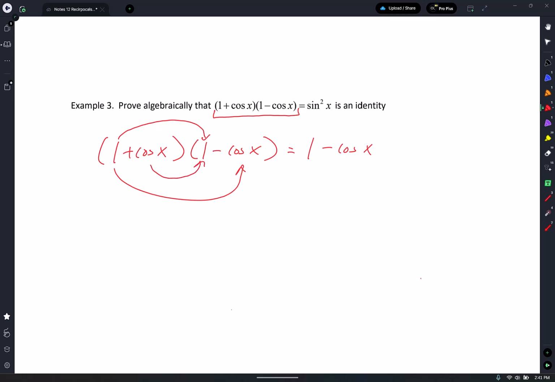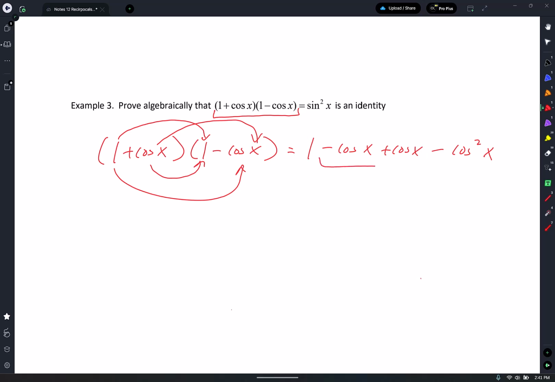What is cosine x times 1? Plus cosine x. What is cosine x times a negative cosine x? Negative cosine squared x. Put the squared after the cosine, or put cosine x in parentheses with a square on the outside. You always got to have an argument. Are we still okay? All right.